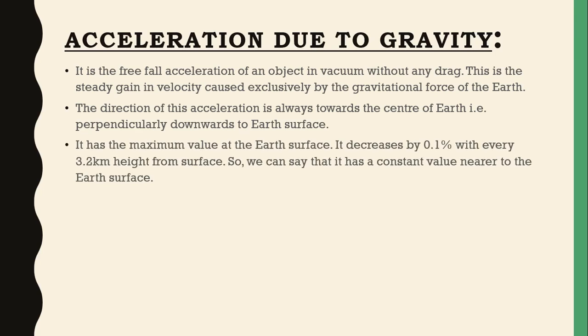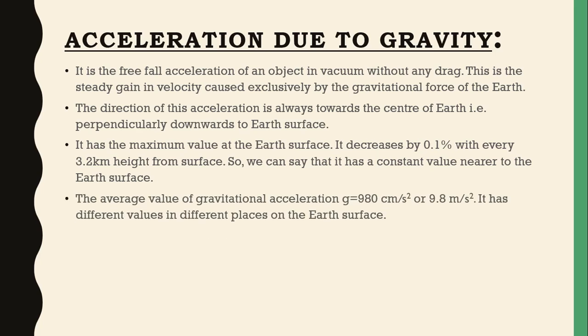It has a maximum value at the earth's surface and it decreases by 0.1% with every 3.2 km height from the surface. So we can say that it has a constant value nearer to the earth's surface. The average value of gravitational acceleration is g equals 980 cm per second square or 9.8 meter per second square. It has different values in different places on earth's surface, but for easier calculation we consider g as a constant.